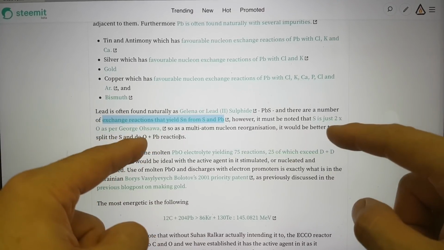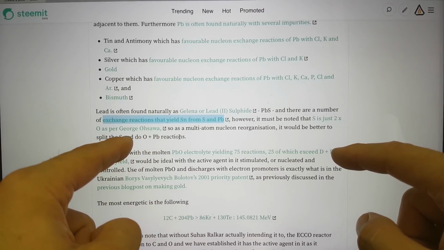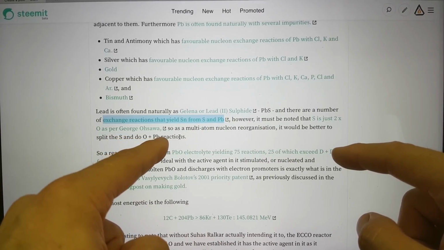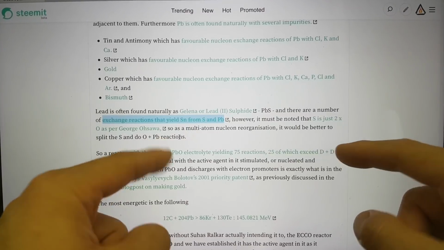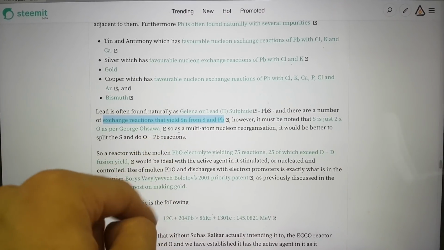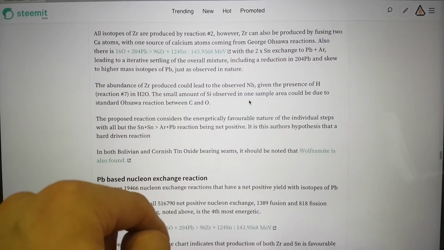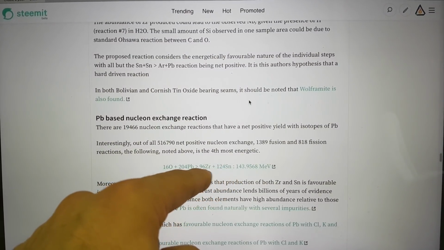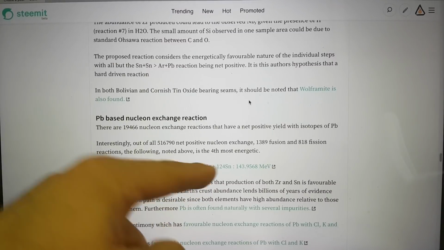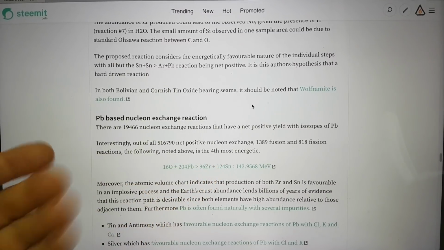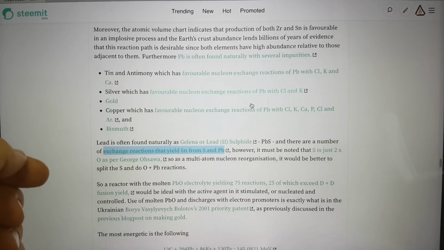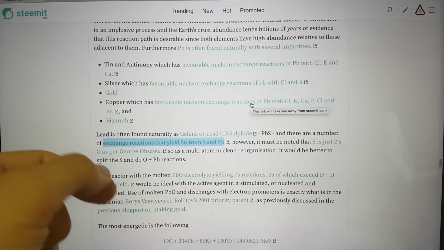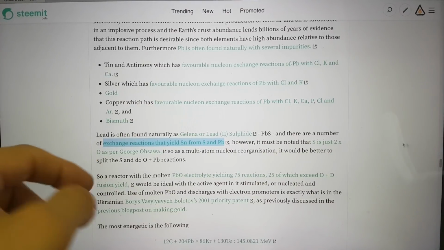However, it must be noted that sulfur is just 2 times oxygen, as per George Joshua. So you could have a situation where you have one sulfur atom with 2 lead atom nuclei, and they're breeding O plus Pb reactions, and the O plus Pb is producing tin, lots of tin, and it's producing zirconium, but zirconium, as we said, is just double calcium and so forth. So it's a little bit more complicated, I would imagine, and this is something that we recognize.